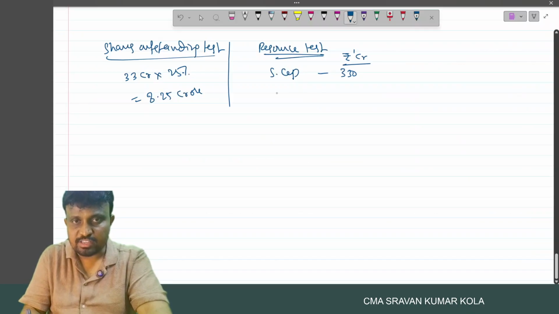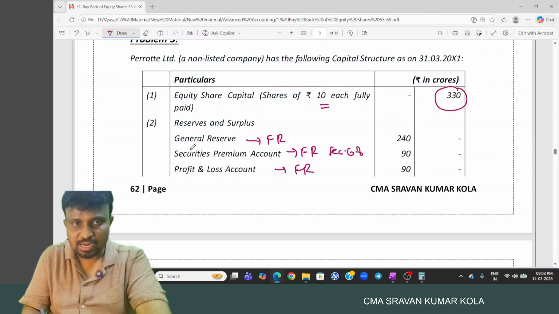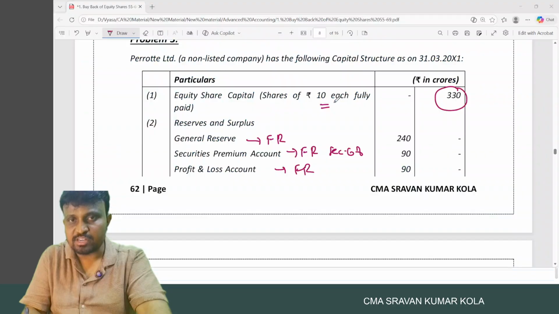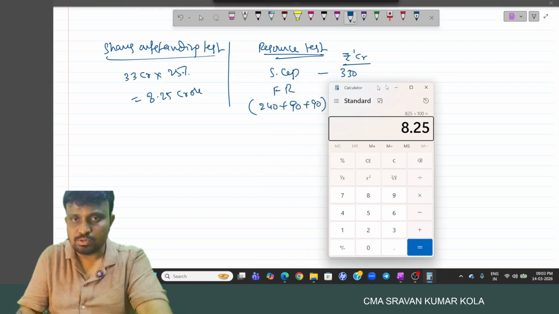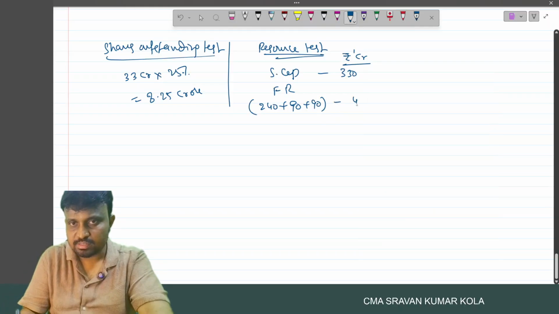And what are the free reserves? Free reserves are nothing but... what is the general reserve? 240 crore. And profit and loss account 90 crore. Security premium 90 crore. Okay. So here 240 plus 90 plus 90, how much? 420. And total 750. This is the equity.